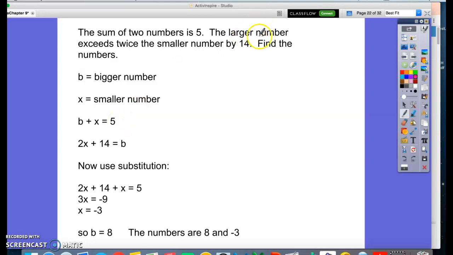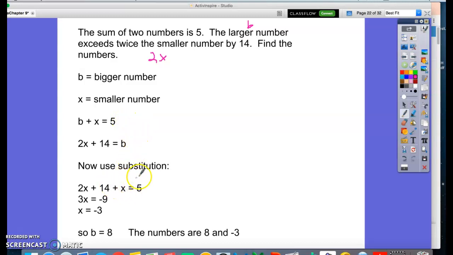Now, the larger number exceeds twice the smaller number by 14. So the larger number is our B. So B exceeds twice the smaller number. So twice the smaller number is 2x, right? By 14. So you can write it as B equals 2x plus 14. Now, so we have two equations. So that means you have a system of linear equations, right?